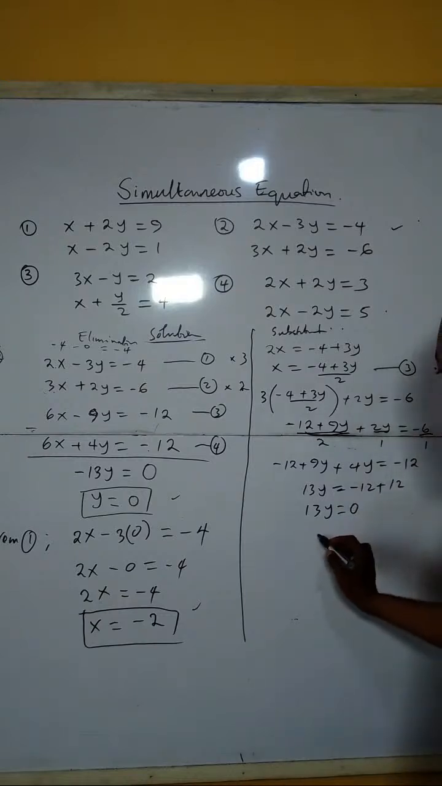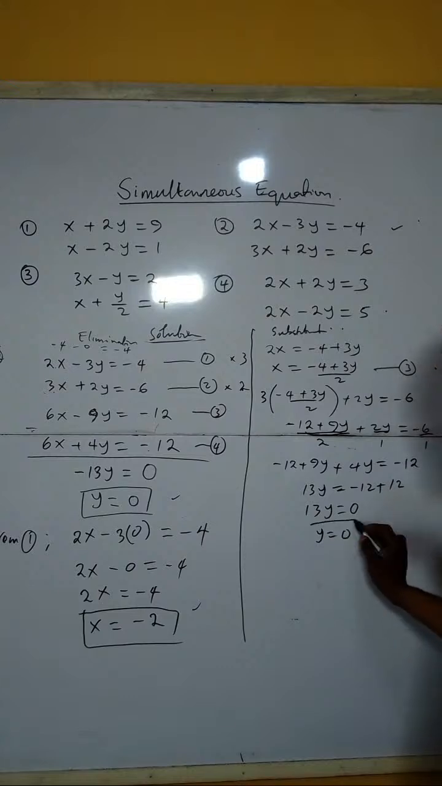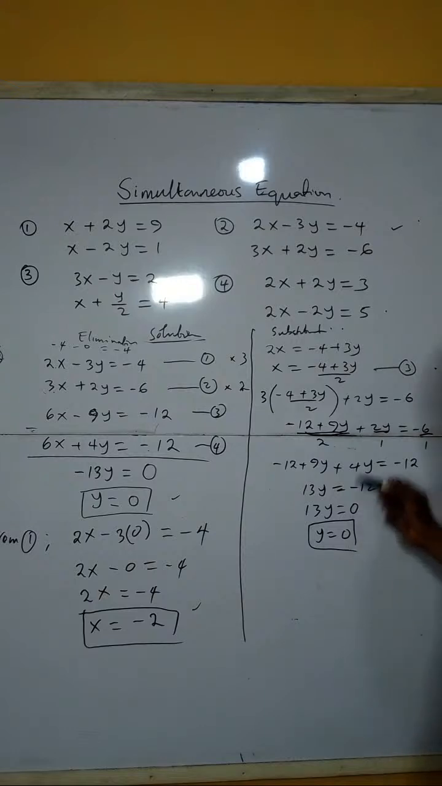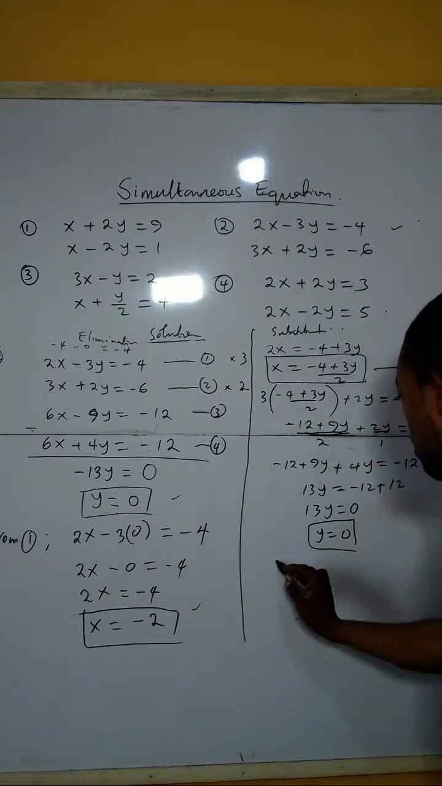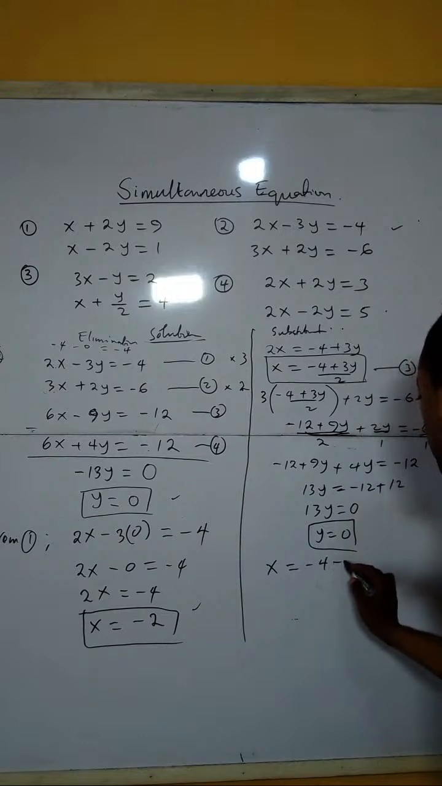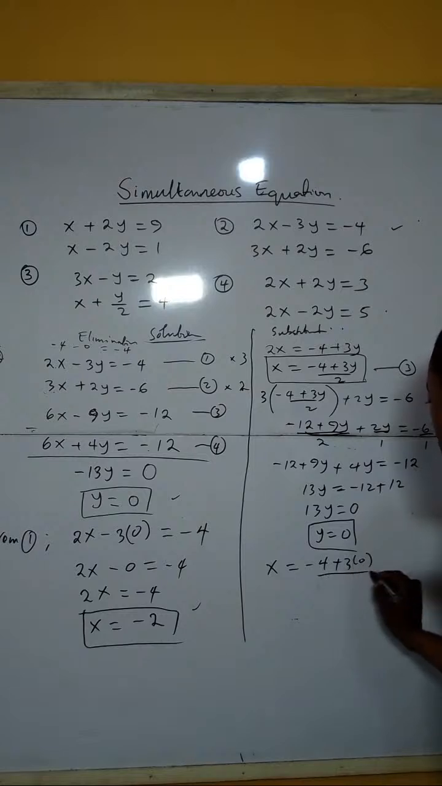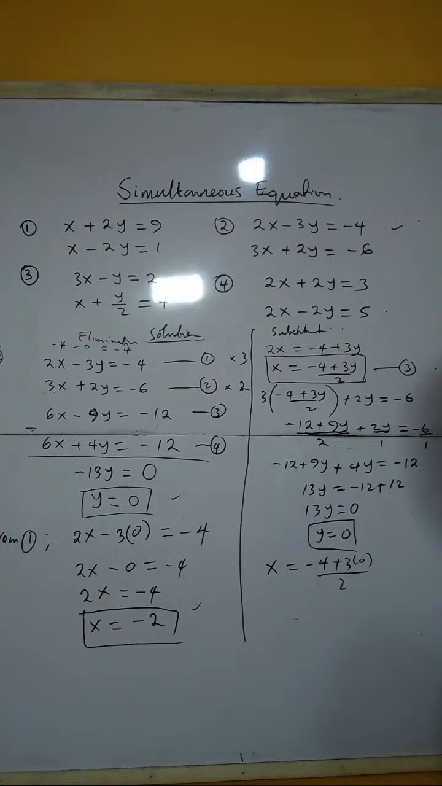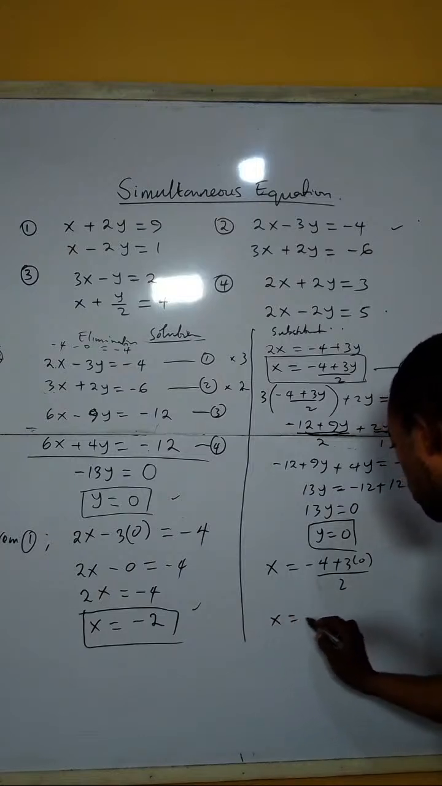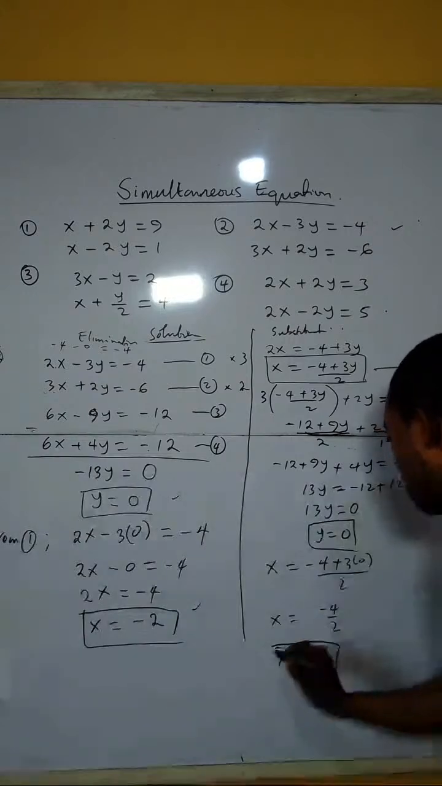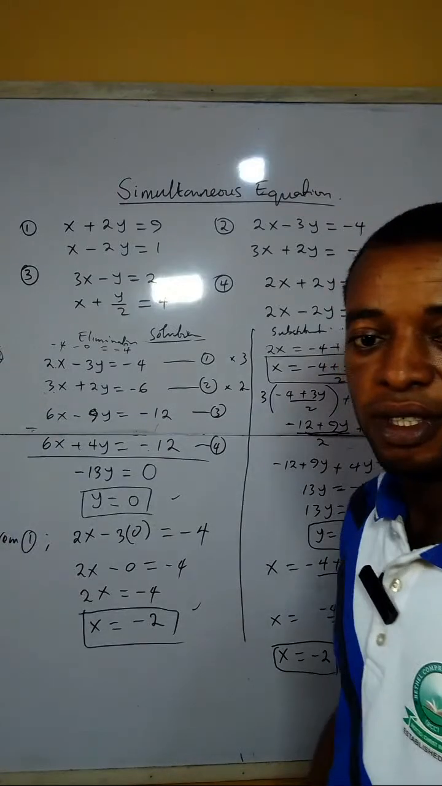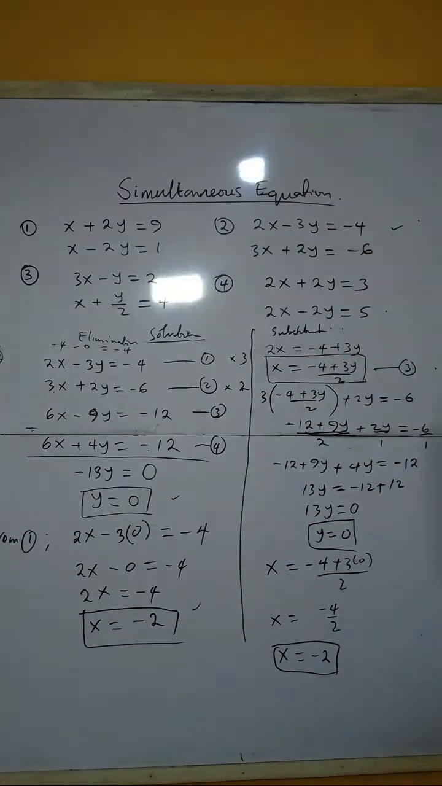That is, divide both sides by 13, we have y equals to 0, which is the same thing with what we have before. Then to get x, you can just put y equals to 0 in equation 3. Equation 3 will now become x equals to minus 4 plus 3 times 0, then over 2. And 3 times 0 here, that's 0, of course. So we have x equals to minus 4 over 2, which implies x equals to minus 2. So we still have the same thing on the same question using a different method. So that's number 2 question.